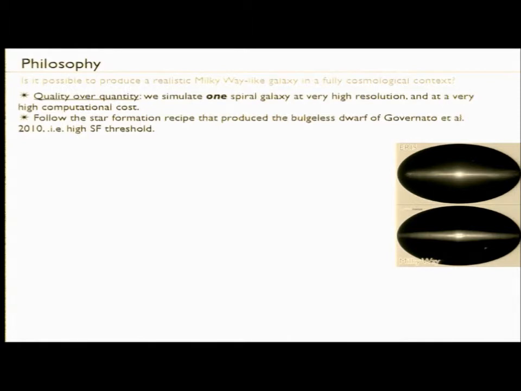So the philosophy for the simulation was to try to do one simulation at very high resolution to try to understand the process of how this one spiral galaxy forms, instead of having a large volume with many, many galaxies that are not properly resolved. And so the idea was to follow the recipe for the formation of a galaxy as in Governato et al. 2010, in which they form a dwarf galaxy with a resolution of about 80 parsecs. And they show that they get a very exponential profile as opposed to the results of previous simulations. That was a big advancement in the field.